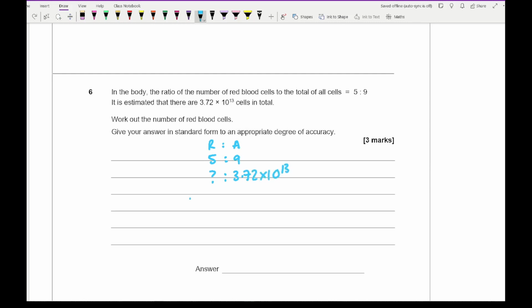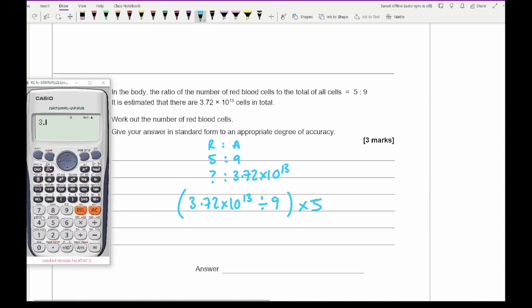So what we need to do is 3.72 times 10 to the power of 13 divided by 9 to work out the value of one part, and then we multiply that by 5. Let's type that into our calculator now. So I've got 3.72 times 10 to the power of 13 divided by 9, equals, then multiplied by 5, press equals, and I get 2.066 recurring times 10 to the power of 13.